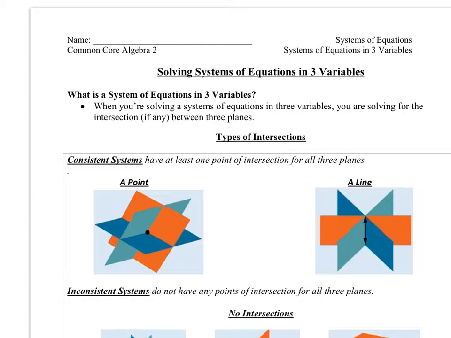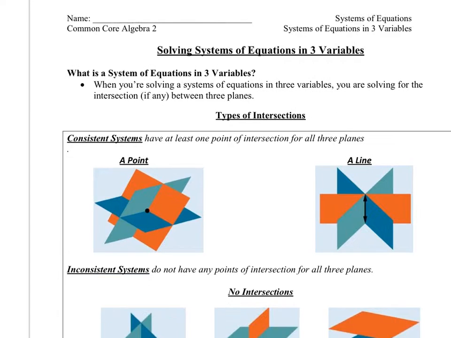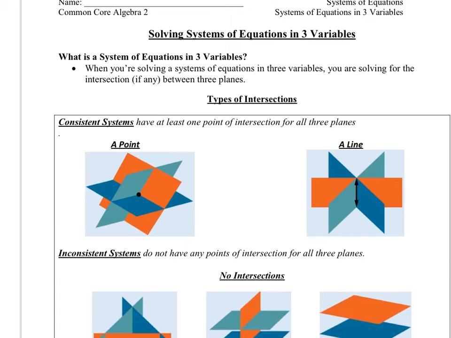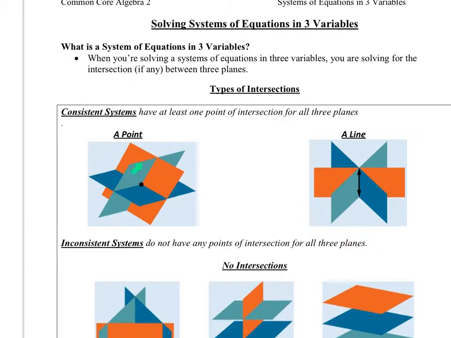All right, solving a system of equations in 3 variables. This is just going to blow your mind, and these first couple minutes I'm going to talk, just absorb and feel the wonder. Okay? If you have 3 variables in an equation, that means you have a plane. It's a 3-dimensional figure.